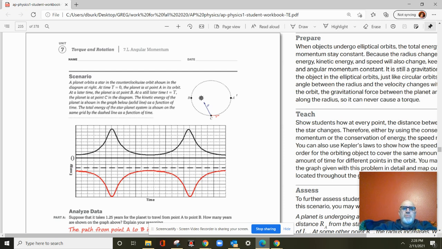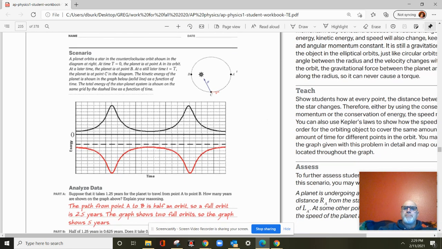The kinetic energy of the planet is shown on the graph below. That's the black line. Total energy of the star-planet system is shown on the same grid by the dashed line as a function of time. So basically, the kinetic energy is the black line. What we're seeing there is that the kinetic energy gets bigger, then goes to a minimum, and then gets bigger, and then goes to a minimum.